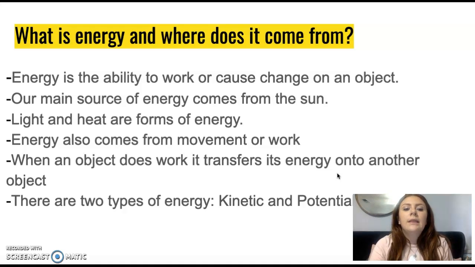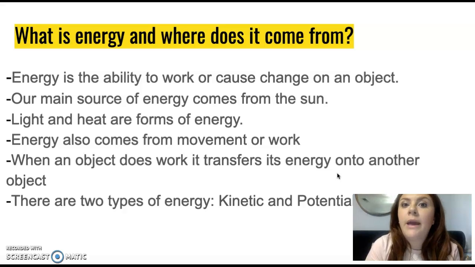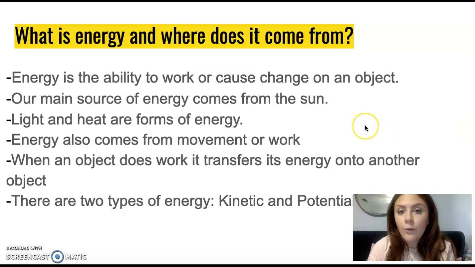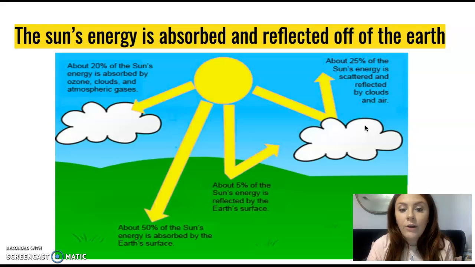Energy also comes from movement or work. For example, when we ride a bicycle or we're walking, we're creating energy. When an object does work, it transfers its energy onto another object. Us riding a bike, we are transferring our energy to that bike to make it go. There are 2 types of energy, and I kind of already gave you a preview of that, which is kinetic and potential. Here's a diagram showing how the earth absorbs and reflects the sun and uses it.